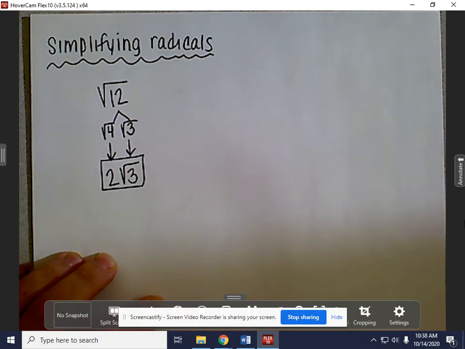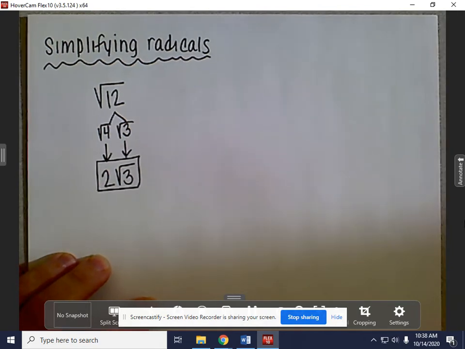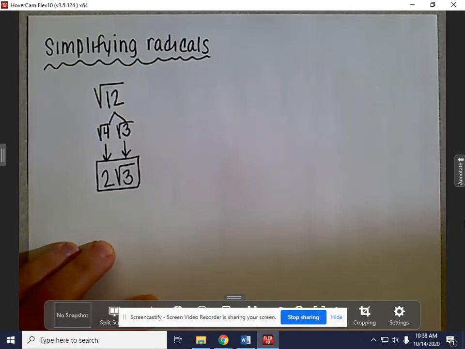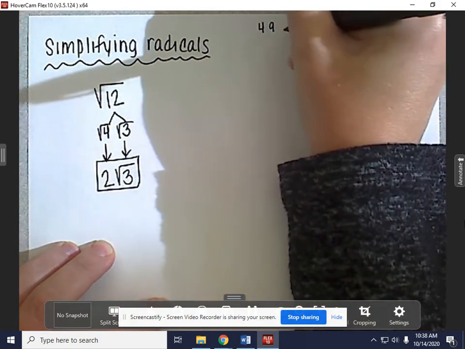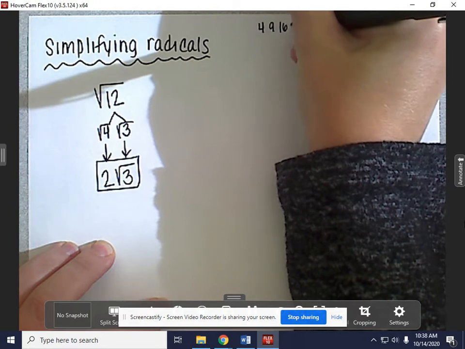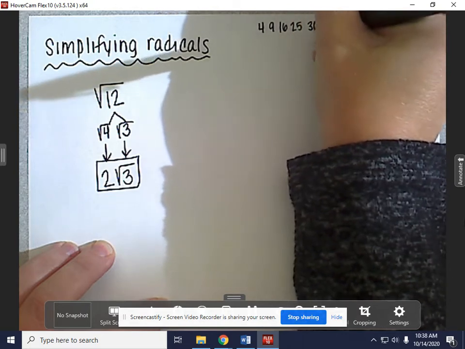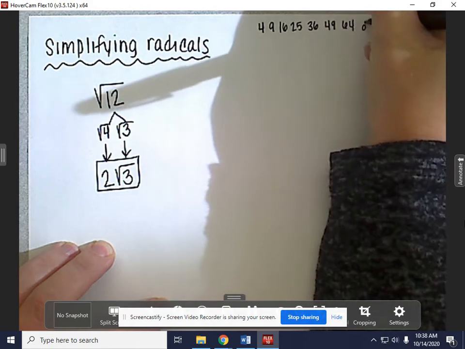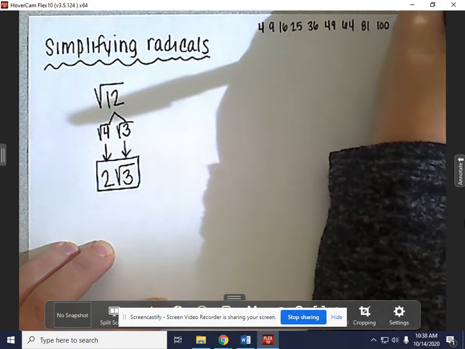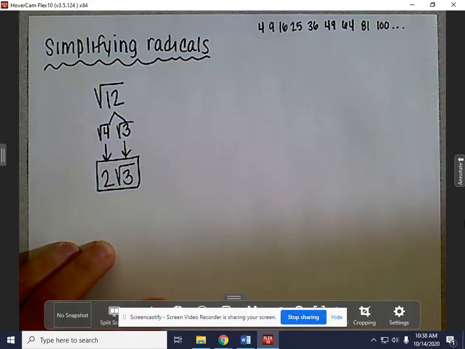So I'm just at the top going to make a little list for myself to remind myself of the perfect squares. So they're 4, 9, 16, 25, 36, 49, 64, 81, 100, and so on. Okay, so just to have a little list.